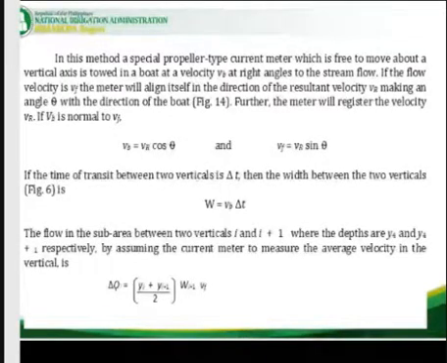If the time of transit between two verticals is delta t, then the width between the two verticals is W equals v_b multiplied by delta t. The flow in the sub-area between two verticals i and i plus 1, where the depths are y_i and y_(i+1) respectively, by assuming the current meter to measure the average velocity in the vertical, is delta Q_i equals (y_i plus y_(i+1)) over 2 multiplied by W_i times v_f.